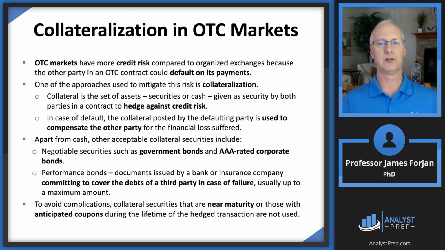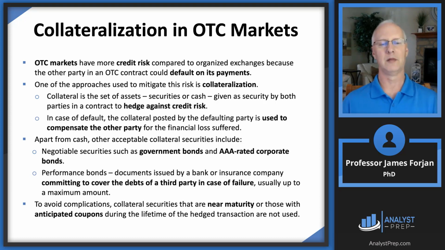So what we're going to do is take a set of assets, a set of financial securities or cash, and they're going to be given as security by both parties in a contract to hedge against this credit risk. So what happens is that you can use, notice I got some circle points there, AAA rated bonds, you can use US Treasury bonds, and you can use that as part of your margin. So this is the collateralization. And so what happens though, if one party loses, then the other party can just take ownership of those securities.